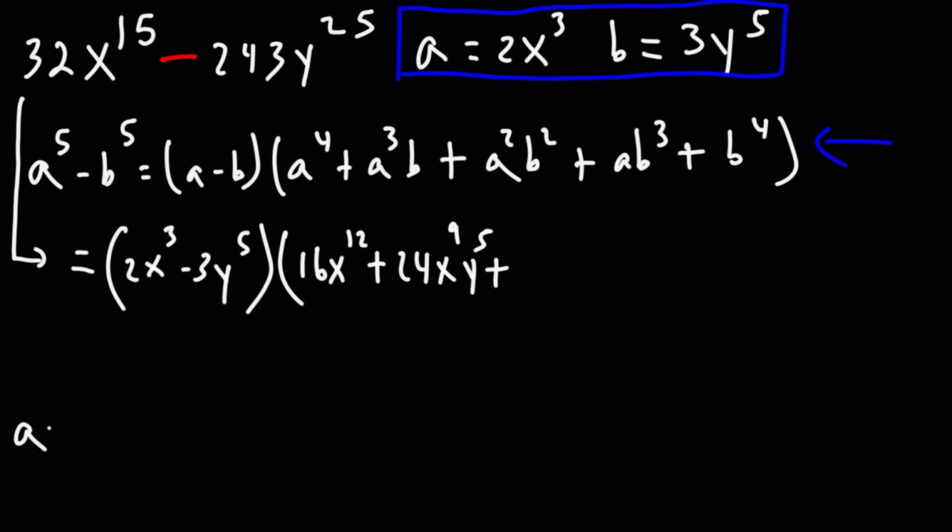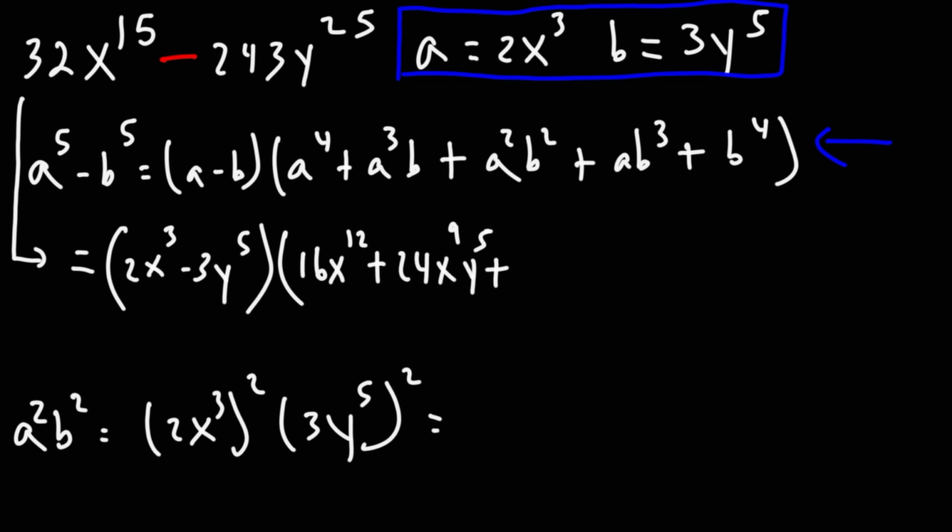Now let's move on to the next one. A squared, b squared. So a is 2x cubed. We've got to square that. And then b is 3y to the 5th power squared. So 2 squared is 4. And then here we can multiply 3 and 2. We get 6. 3 squared is 9. And then 2 times 5 is 10. 4 times 9 is 36. And then we can add the other two variables together.